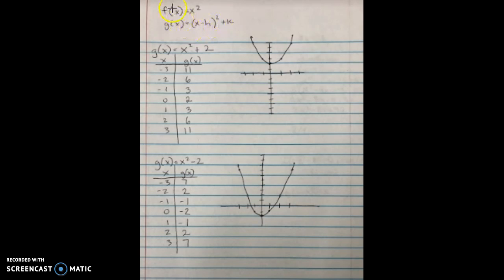So we'll be starting with this, and then we'll look at what happens when we add another number, another variable, to the equation. We're just going to start off very simple. We're going to do x squared plus 2.